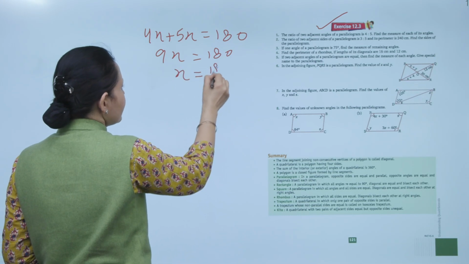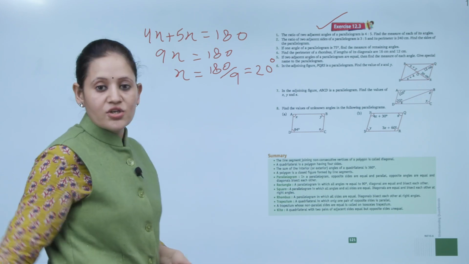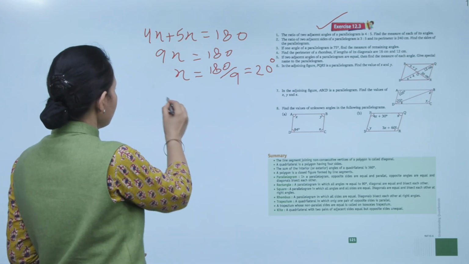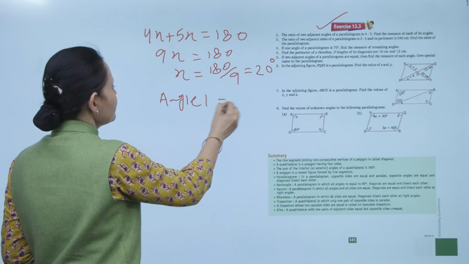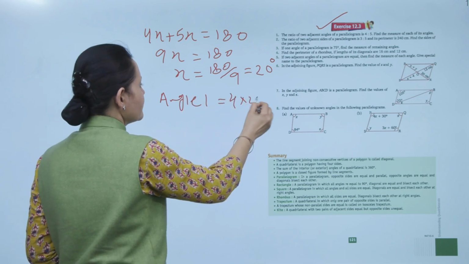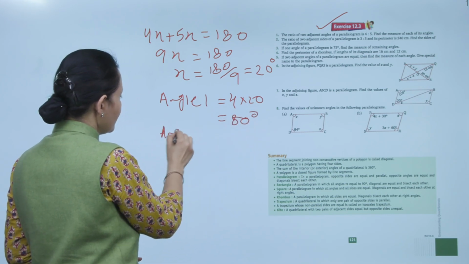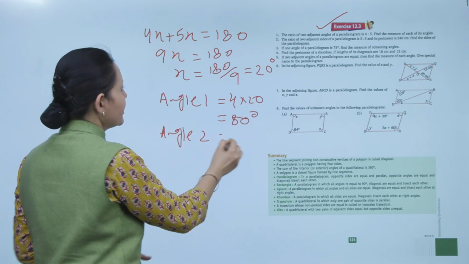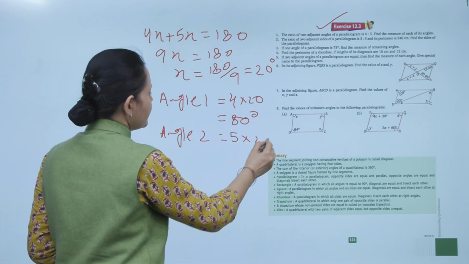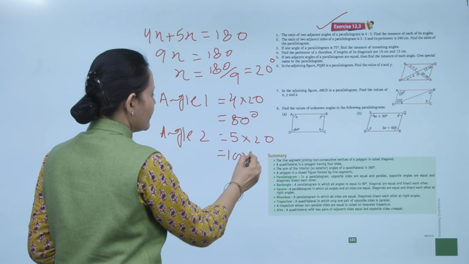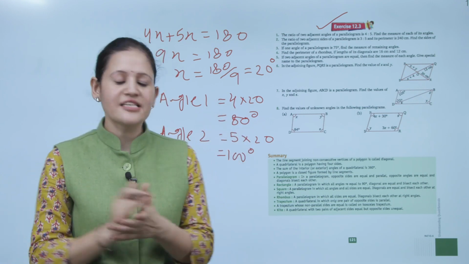X equals 180 upon 9, that is 20 degrees. So angle 1 equals 4 into 20, 80 degrees, and angle 2 equals 5 into 20, that is equal to 100 degrees. Clear? So practice all the questions of this exercise. Next is summary.